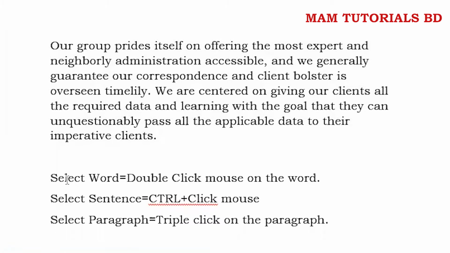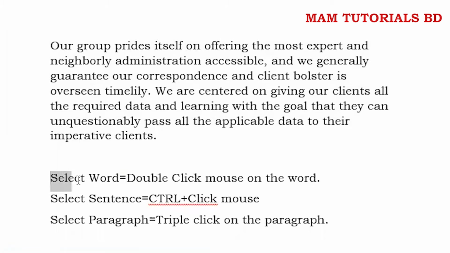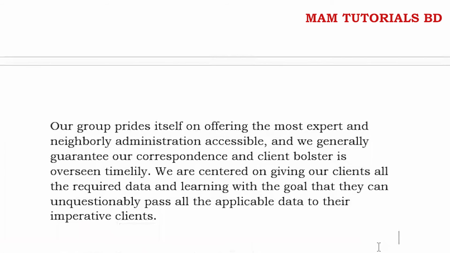So, to select a word, double click the mouse on the word. I can double click on any word. For example, this one, double click. I am doing double click. See, the word is selected.